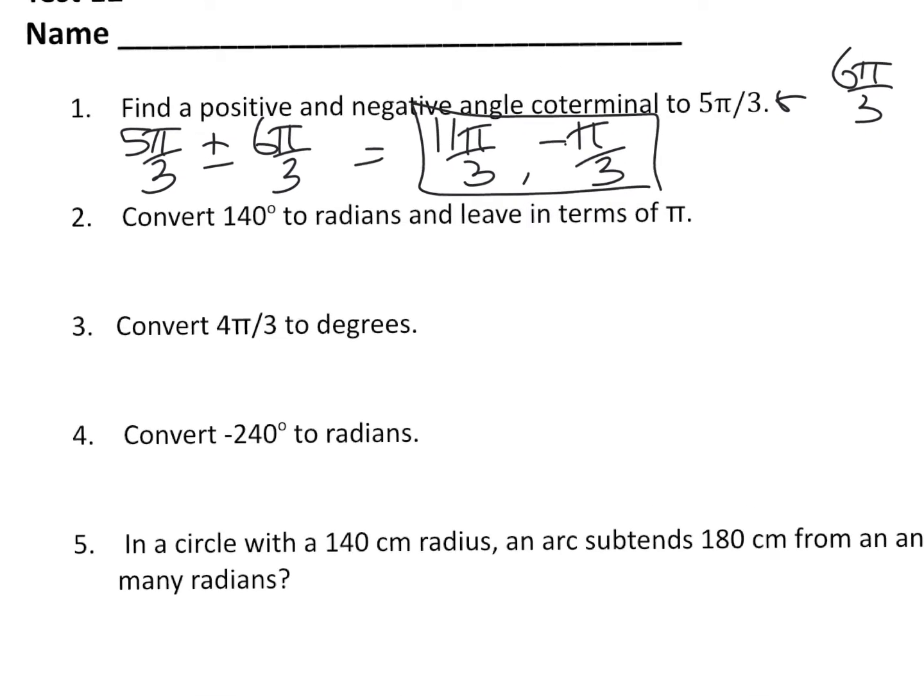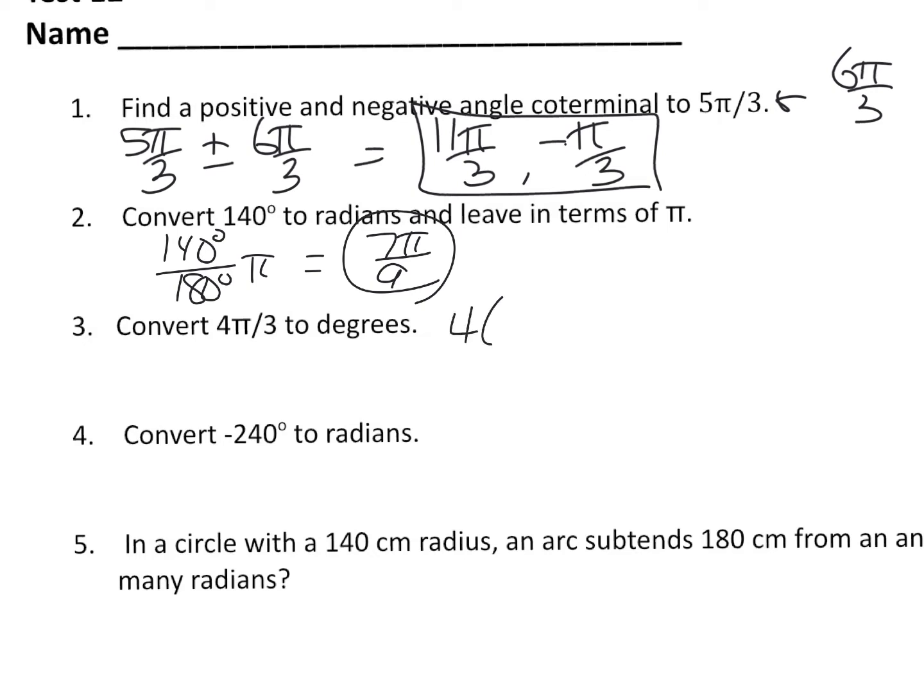Number 2, convert 140 to radians and leave with pi. So I'm going to just do 140 divided by 180 and leave the pi with it. I'm just going to punch that in my calculator, 140 divided by 180. Hit math frac, it'll reduce it for you. You should get 7/9. Just put the pi with it, and you're good. 7 pi over 9.